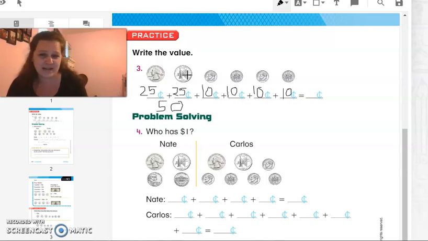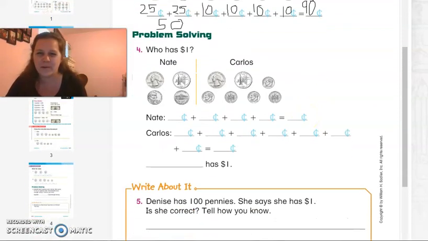Now the rest of our adding is pretty easy because it's just like counting by tens. We have 50 cents here. If we add 10 more, now we have 60. 10 more, 70. 10 more, 80. 10 more, we have 90 cents all together. Good job, guys. All right, number 4.